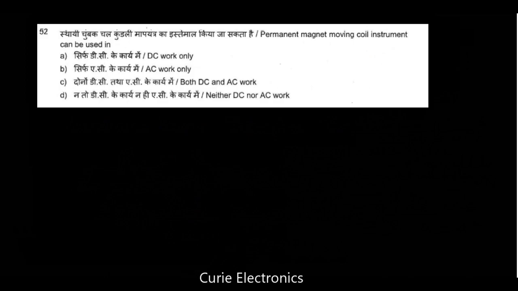Question number 52. Permanent magnet moving coil instrument can be used for what? This PMMC instrument can be used only for DC. The electrodynamometer type can be used for both.